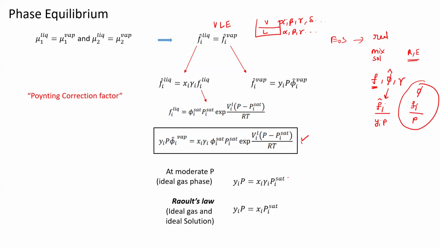At moderate pressures, phi vapor can be assumed to be 1. And as I told, the Poynting correction factor can be assumed to be equal to 1, along with phi sat equal to 1 and phi vapor equal to 1, when it is an ideal gas and ideal solution both. At moderate pressure, the gas phase turns ideal. That's why phi i cap and phi i sat are assumed 1. Later, Raoult's law assumes ideal gas and ideal solution both, so gamma is also assumed to be equal to 1.